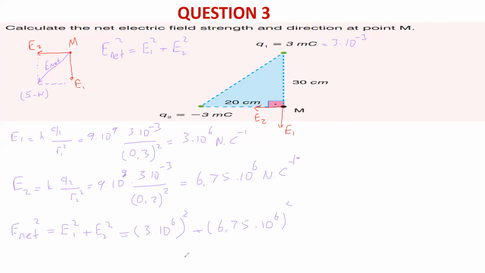Okay, we got the calculations wrong, sorry about that. 7.39 times 10 to the power of 6 N C to the power of -1. This is our E net, not E net squared anymore. And the direction is southwest.